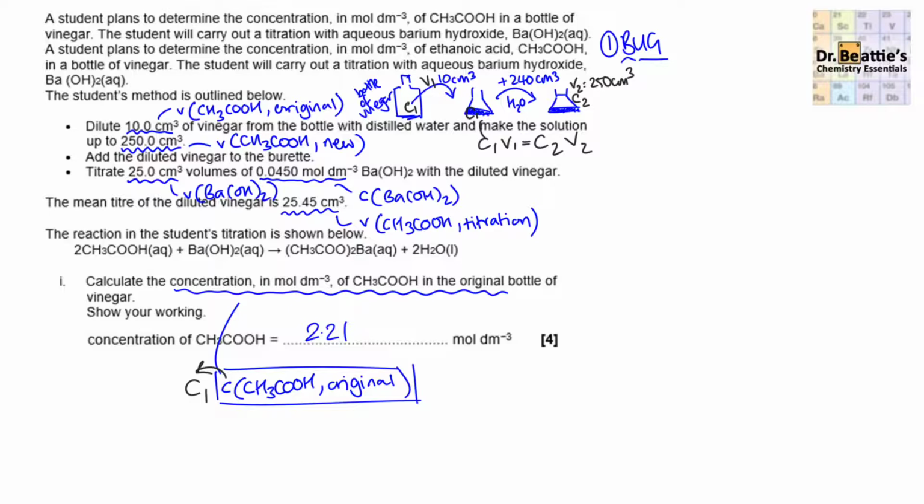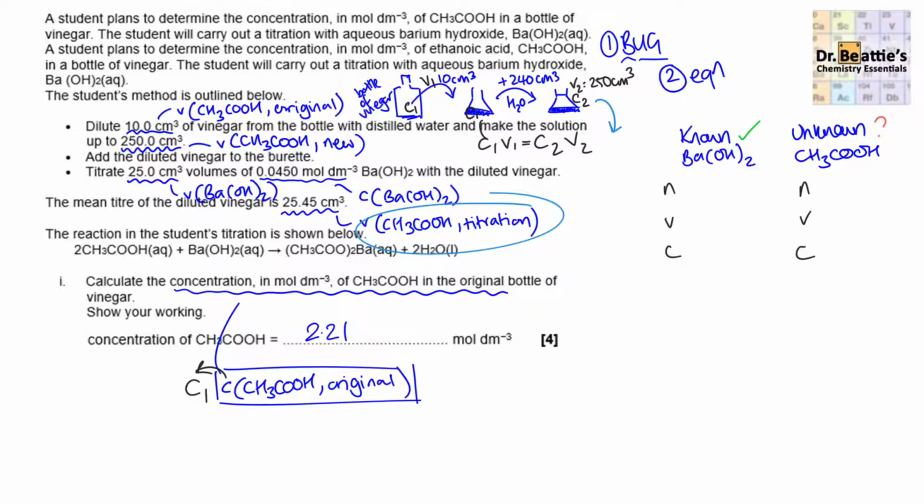If any of this is unfamiliar, make sure you go back and watch the video on dilutions and solution calculations titled C1V1 equals C2V2, as it's a really important skill to have in these more difficult multi-structured calculations. This 25.45 centimeters cubed was then used in the burette. What we've done here is part 2. We've been starting to write the equations. Our first equation is the C1V1 = C2V2 equation, and our second equation comes from the fact that we're doing a titration of the ethanoic acid with barium hydroxide. And so we're just going to fill out our grid of known and unknown.